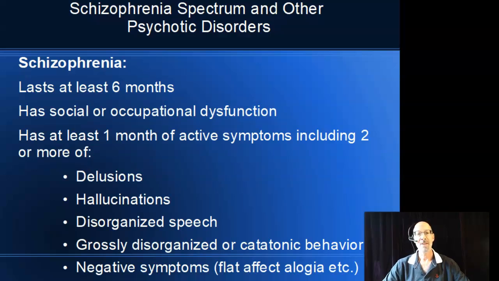Schizophrenia lasts at least 6 months, has social or occupational dysfunction, and has at least 1 month of active symptoms, including 2 or more of delusions, hallucinations, disorganized speech, grossly disorganized or catatonic behavior, and negative symptoms, flat affect, alogia, etc.